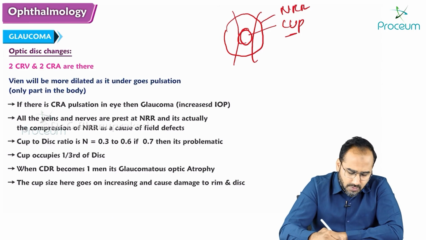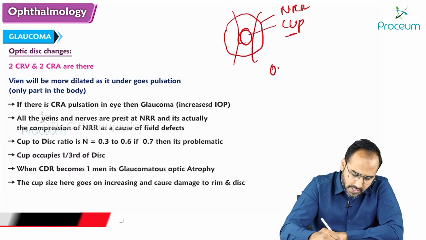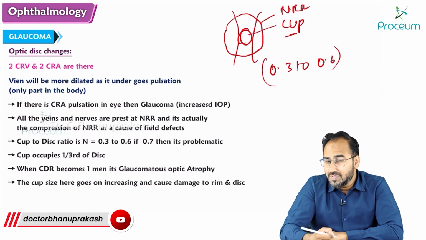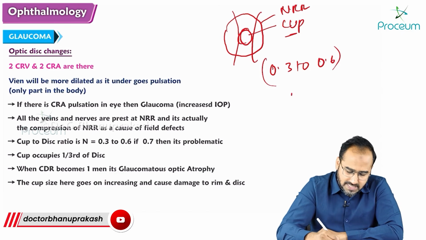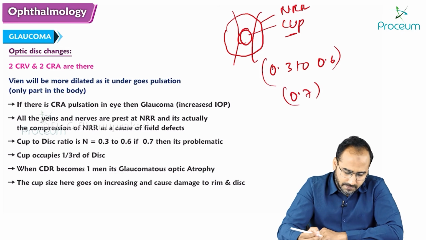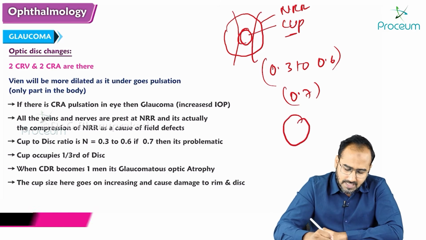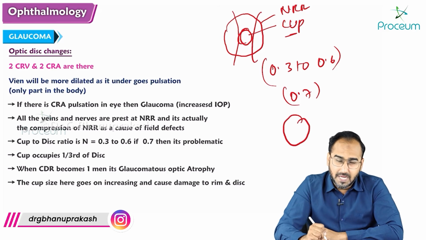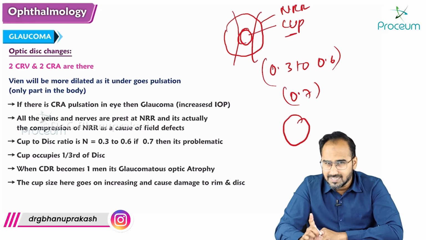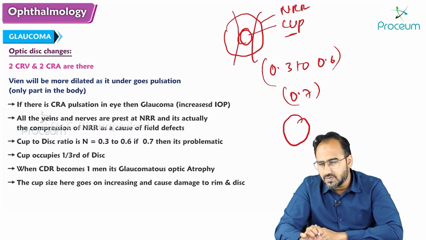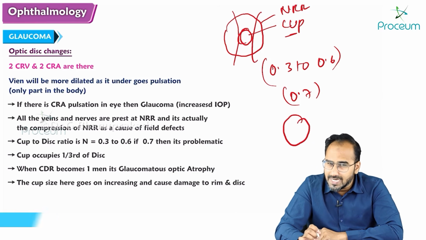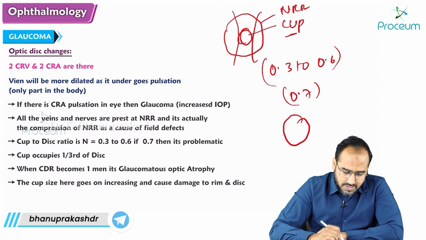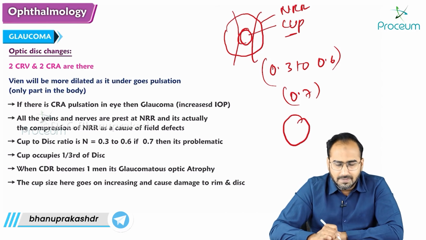The cup to disc ratio is how much guys? The normal cup to disc ratio is 0.3 to 0.6. But if this cup to disc ratio increases to more than 0.7, then it is suggestive of glaucoma. If it is more than 0.7, it is problematic. But if it becomes 1, that means the patient has already developed glaucomatous optic atrophy, okay? The cup size increases due to damage of the neuroretinal rim and the optic disc.